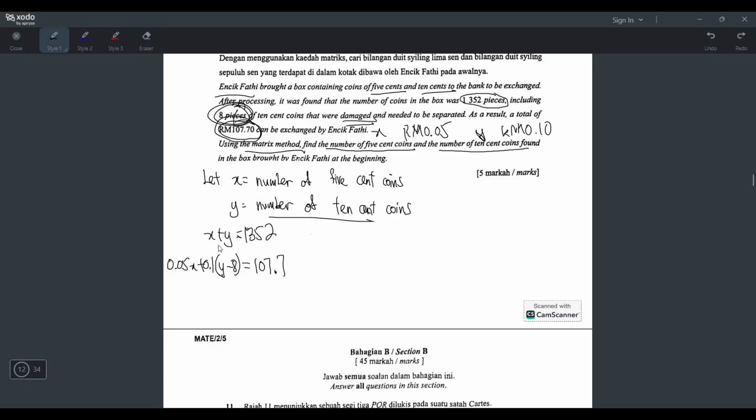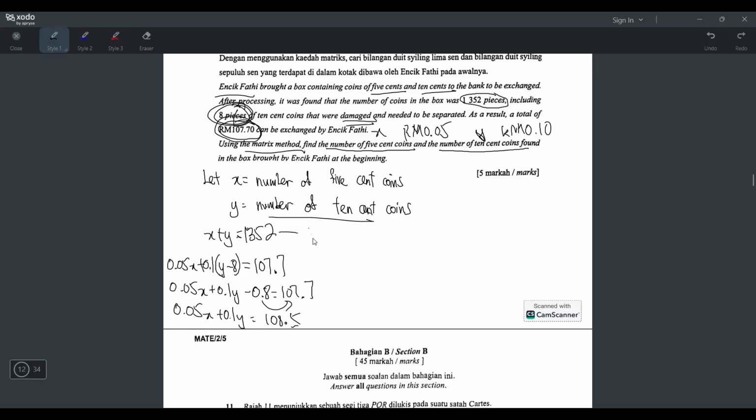Okay, so I think I can simplify this equation. So now it becomes 0.05x plus, expanding, you get 0.1y minus 0.1 times 8 equals 107.7, and then 0.05x plus 0.1y. Later this one you have to bring over here, because when you do the matrix method, you have to make sure the arrangement is the same: x, y on one side, and then the number on the other side. So this one also x, y on this side, number on the other side. So what is 107.7 plus 0.8? My calculator gives me 108.5. So that's the value I write here.